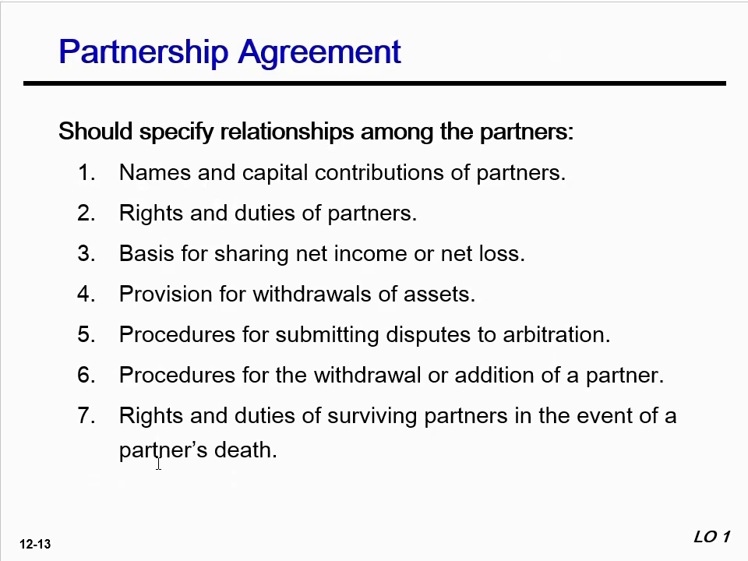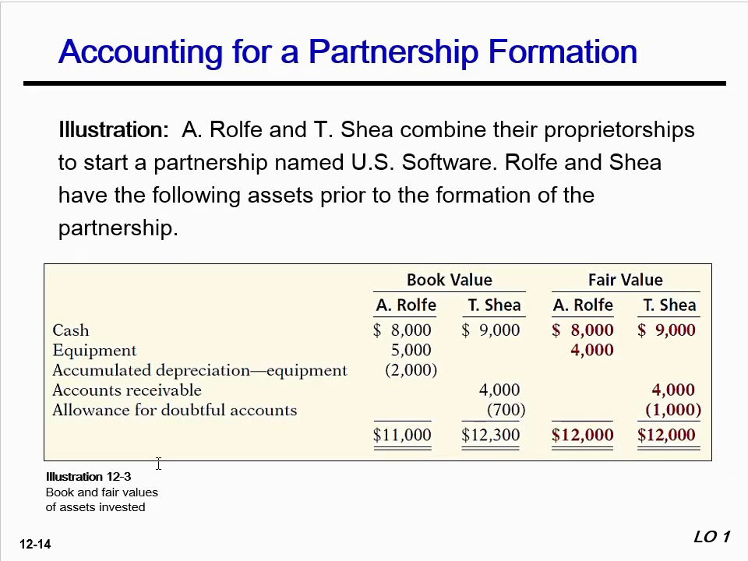Now let's move towards the accounting treatment for the partnership formation. So I have an example over here. Adolphi and Tishia combine their proprietorships, meaning sole proprietorships, to start a partnership named US Software. So Adolphi and Tishia were having their own independent businesses which were sole proprietorships. They combined their businesses and made a new partnership business, that is US Software.